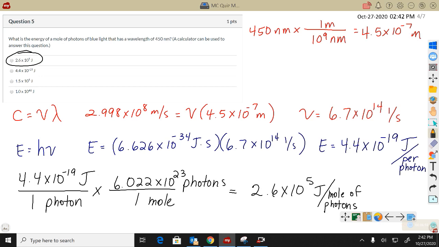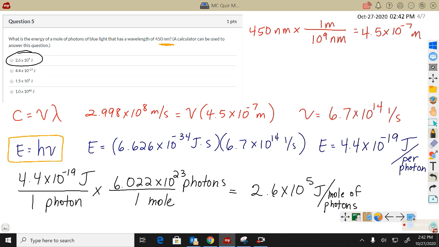Let's see. We want to know what is the energy of a mole of photons of blue light that have a wavelength of 450 nanometers. Obviously, you can use a calculator. This is free response all day long. Eventually I want to use E equals Planck's constant times the frequency. And the question says, what is the energy? So I eventually want to solve for E, energy.